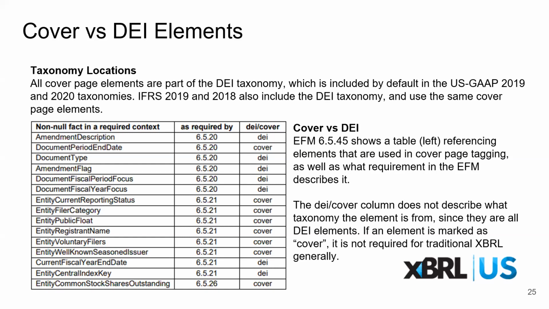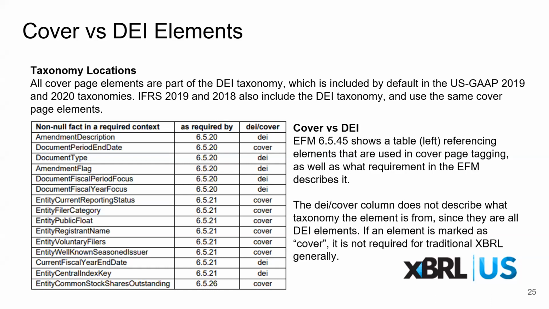They're pretty similar. So I have a picture of the table of required elements, and these are non-null elements that are required, so you actually have to include these. This is from the EDGAR Filer Manual from chapter 6.5.45. And these elements are going to be either described as DEI or cover.